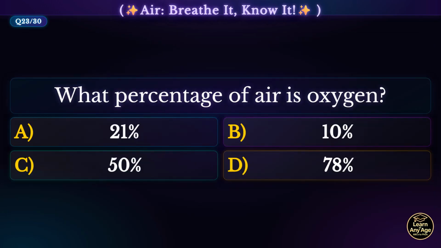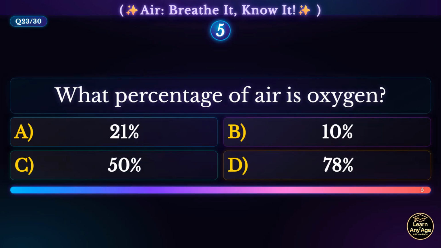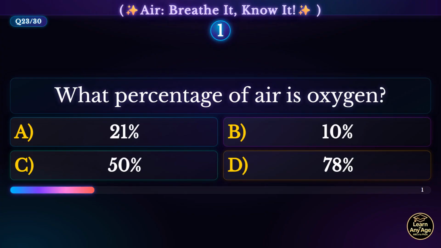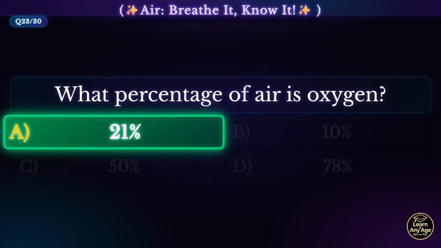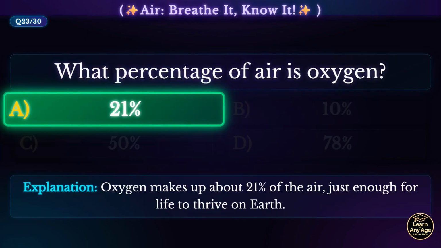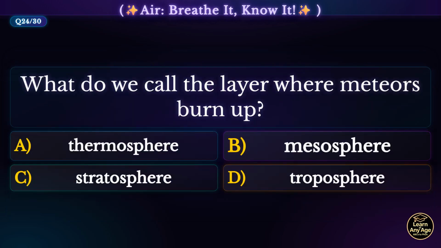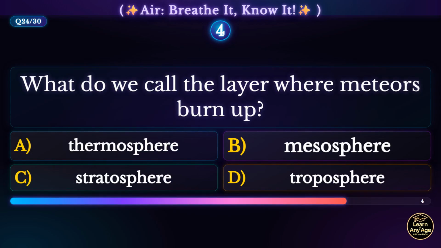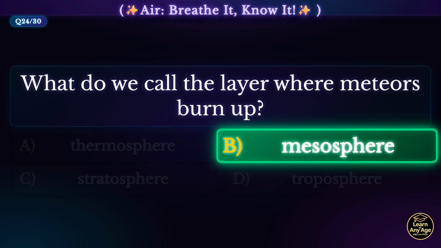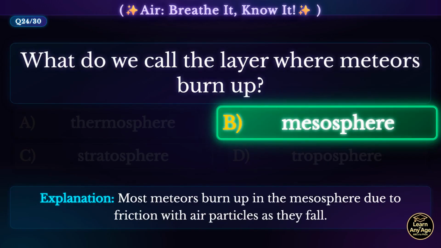What percentage of air is oxygen? 21%. Oxygen makes up about 21% of the air, just enough for life to thrive on Earth. What do we call the layer where meteors burn up? Mesosphere. Most meteors burn up in the mesosphere due to friction with air particles as they fall.